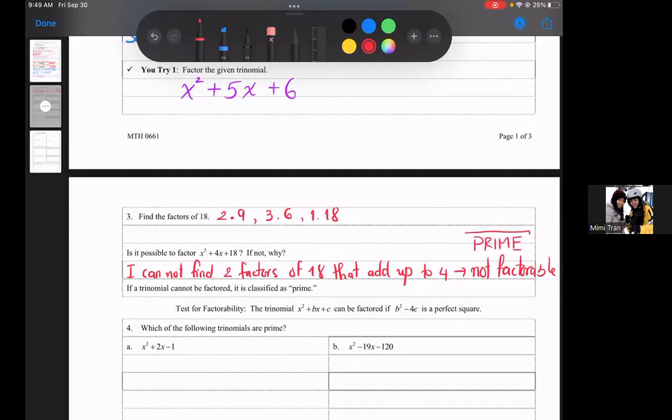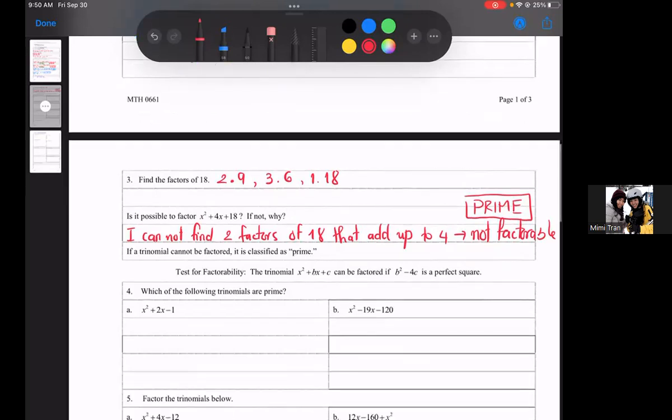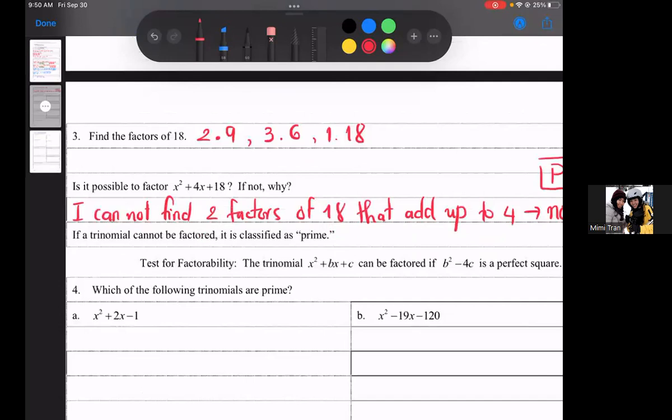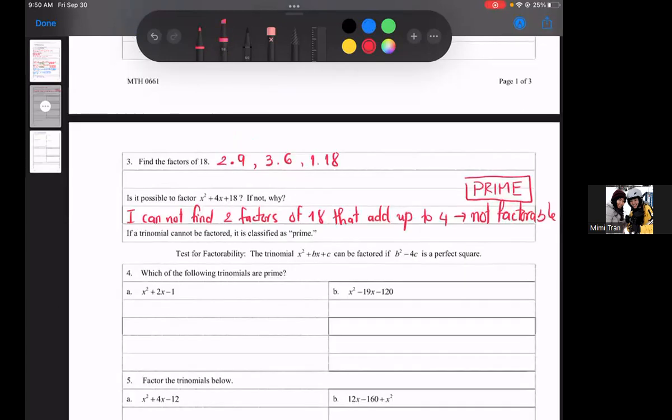Prime is an important one. So for this problem, x squared plus 4x plus 18, all you tell me is prime. That's all you have to tell me. No need for explanation. Of course, you do that in your head. If a trinomial cannot be factored, it is classified as prime. So that's right there. Same thing, I just said it. It's prime.